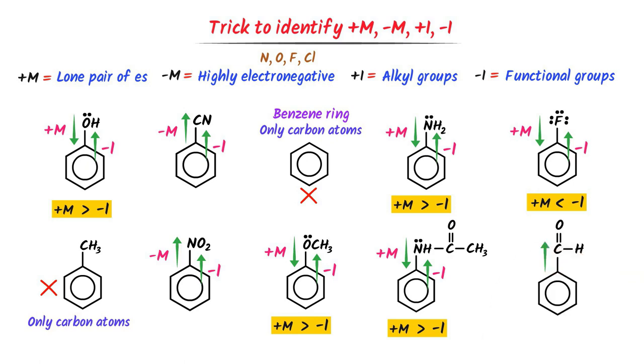Lastly, it shows negative M effect. Also, there is a functional group. It shows negative I effect. Therefore, using this super easy trick, we can easily find positive M, negative M, positive I, and negative I effect in any organic compound. I hope that you have learned all about mesomeric effect.